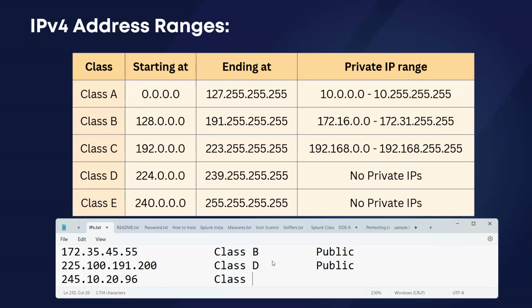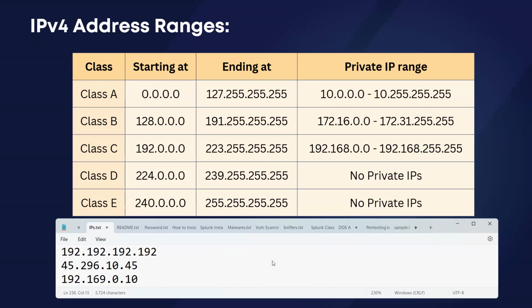245.10.20.96. E for elephant. Yes, correct. And therefore, this is also a public IP. No private IPs in class D or class E. Important. Next. 192.192.192.192. C. Yes. Class C. And public or private? Public. Perfect answer. Next one. Class A. Public or private? Public. Perfect. Next one. Class C, public. Yes. Public.